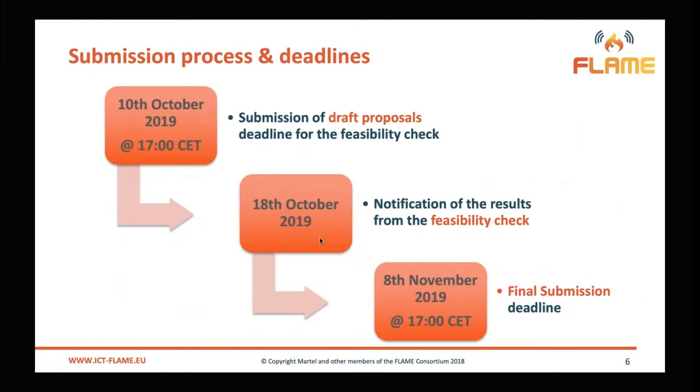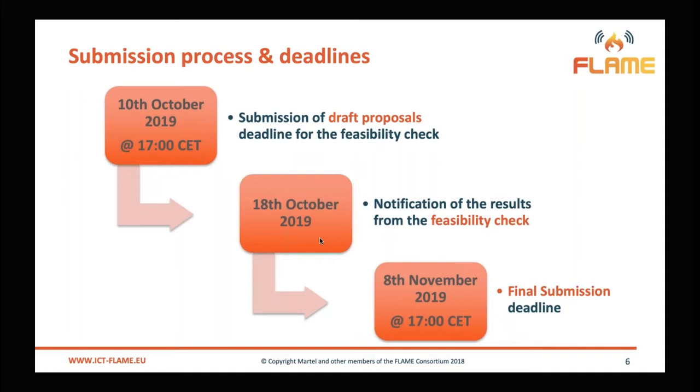So let's see a bit of the timeline. This is a timeline of the submissions, which means that the submission is open since the 8th of August, but up to the 10th of October, you have to submit your first draft in order for us to move on with the feasibility check that will last a week. And on the 18th of October, you will have the notification from our side about the feasibility check. This is not an official evaluation. We cannot cut or reject any proposal in this check. We just provide, as a consortium, feedback to you on how you can do your proposal better towards the objectives of this open call and the features of the Flame project. And then you will have almost a month to prepare your final proposal and submit it up to the 8th of November.